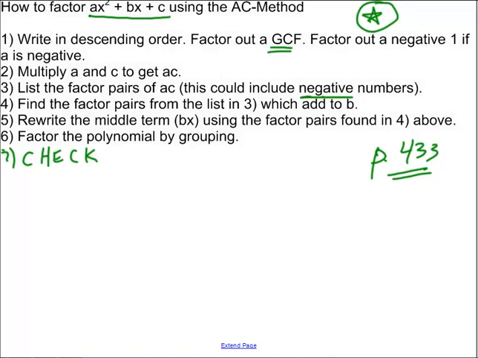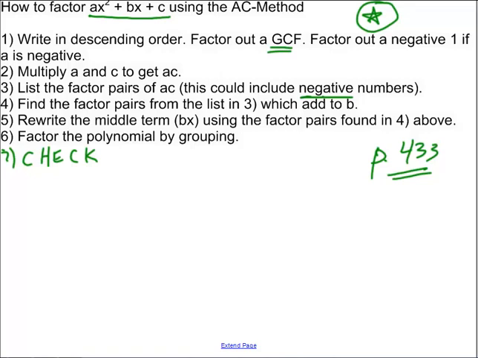So step number 1, write in descending order, factor out the greatest common factor, and factor out a -1 if a is negative. If our a term is negative, you have to factor it out. All three of those things make life a lot easier. Step number 2 is multiply a times c, and you get AC. And that's a product. And then from that product of AC in step number 3, we list factor pairs of AC. That could include negative numbers, so we'll have to pay attention to that.